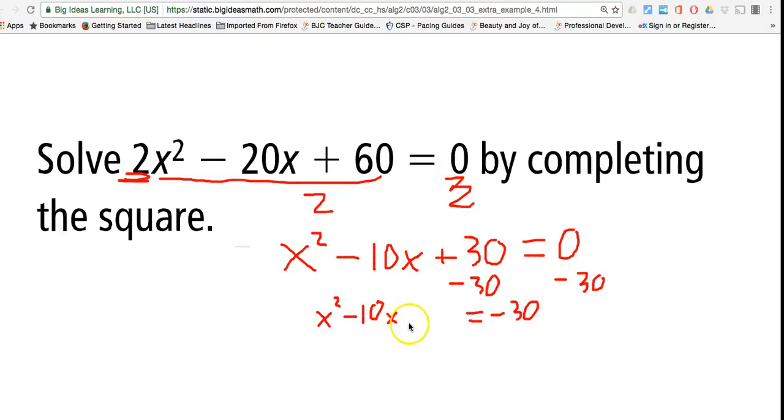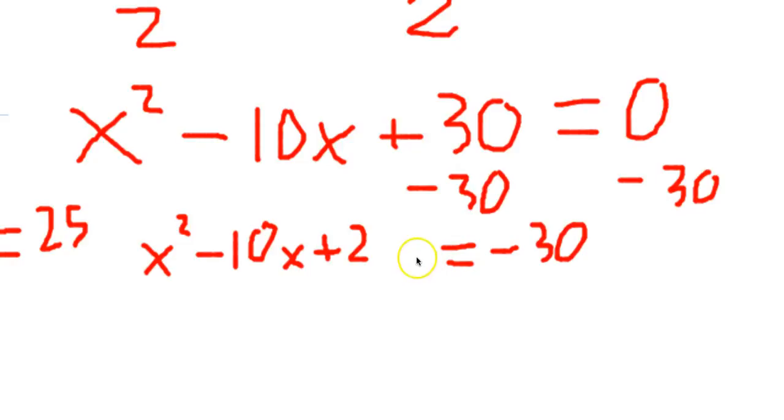Now, we're going to figure out what to add. Our c value that we're going to be adding is always b over 2 squared. So in this case, b is negative 10, and we are taking negative 10, dividing that by 2, and we're going to square that. Negative 10 divided by 2 is just negative 5. Negative 5 squared is 25. So we're going to be adding 25 to the left-hand side to make this a perfect square.